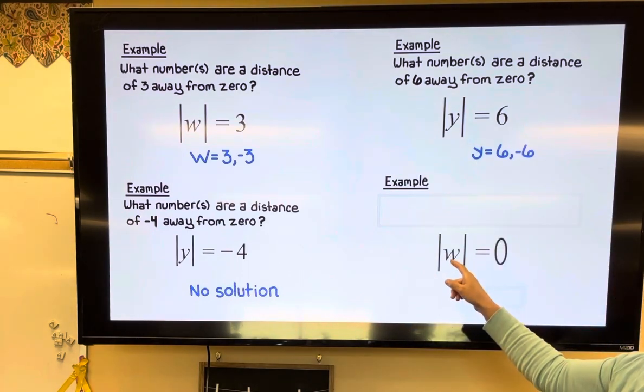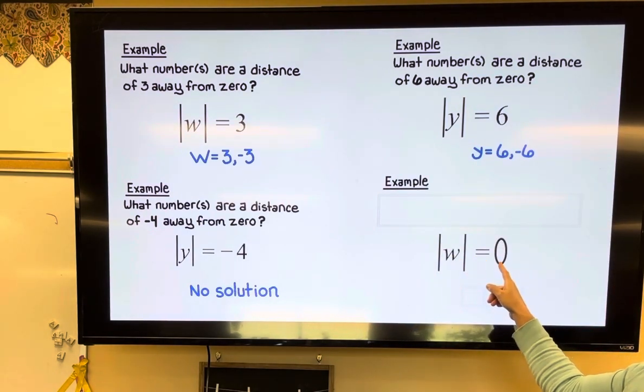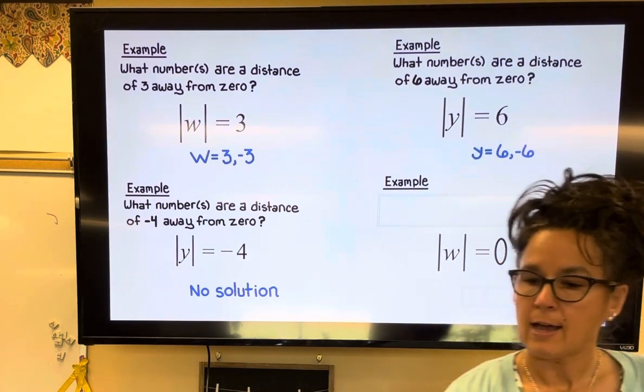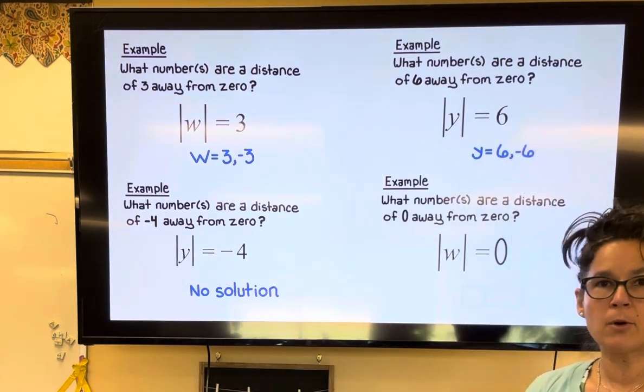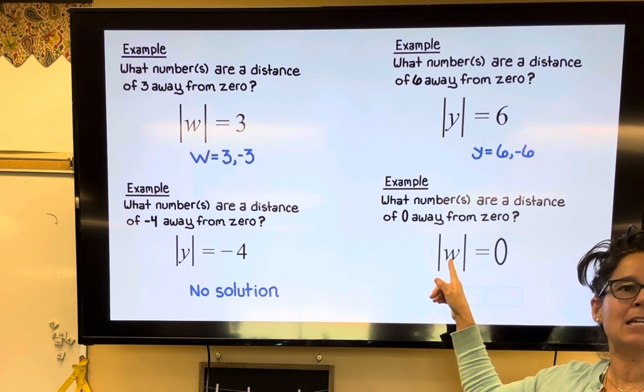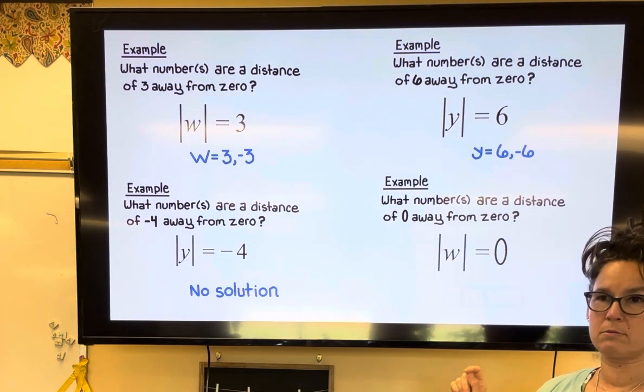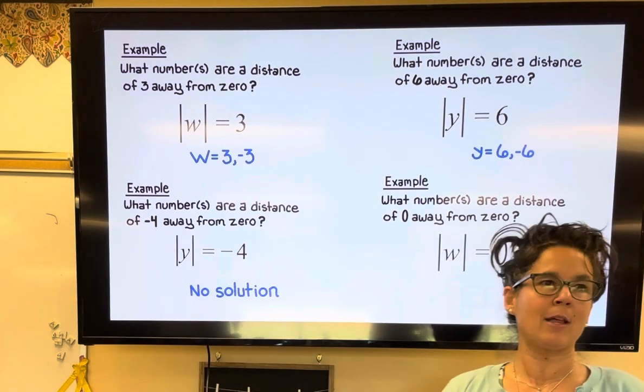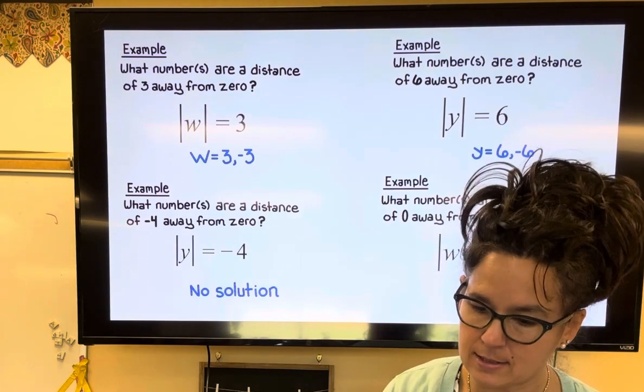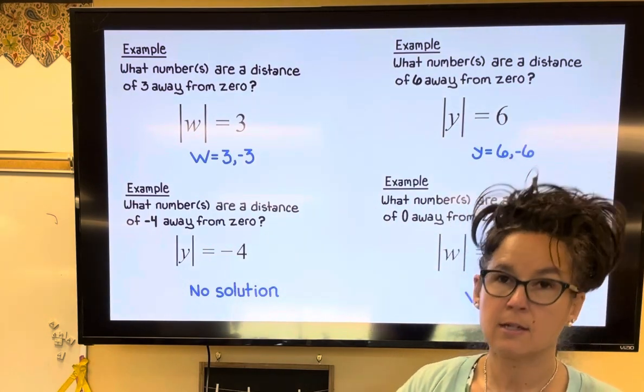And then lastly, the absolute value is equal to 0. That means what number or numbers are a distance of 0 away from 0? Well, the only number that's 0 away from 0 is 0.